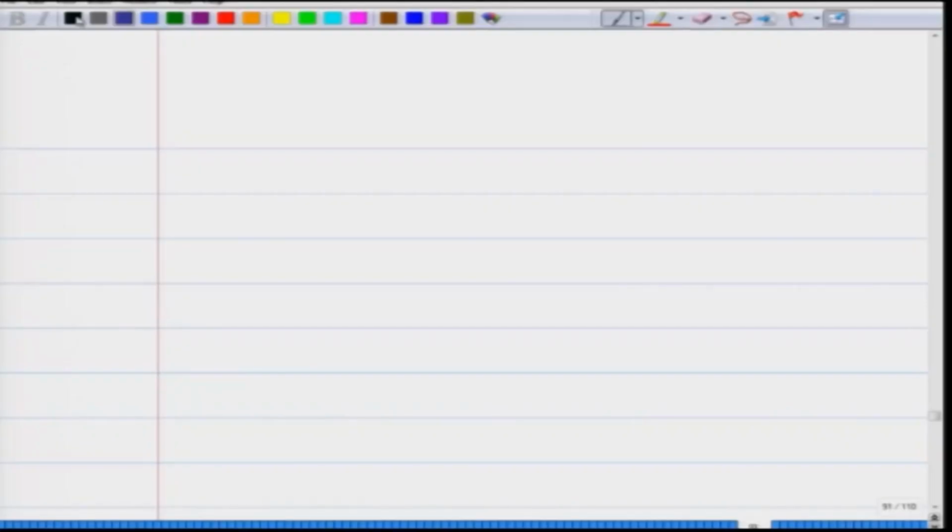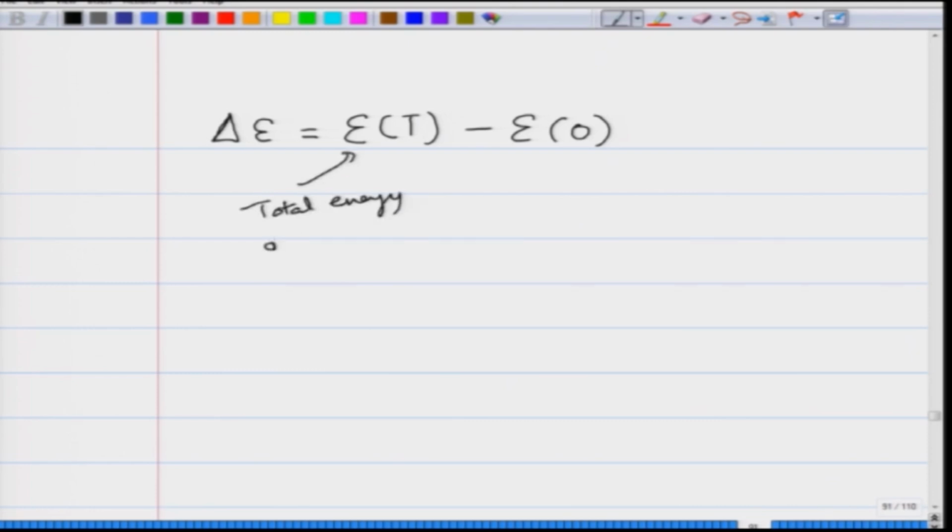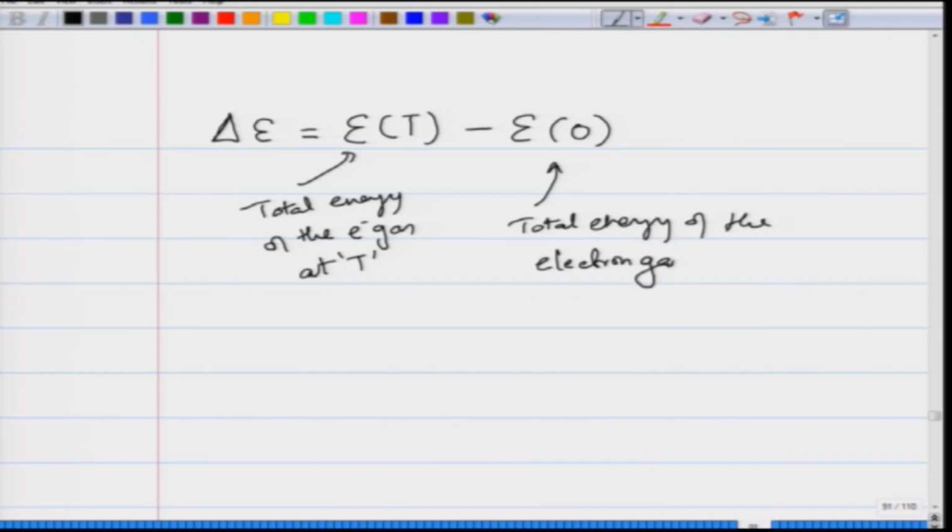Now that the picture is in mind, let us calculate the specific heat of the solid, and the first thing to do is that we would like to know how much is the change in energy of the system, which is defined as the total energy of the electron gas at temperature T minus the total energy of the electron gas at 0 Kelvin.